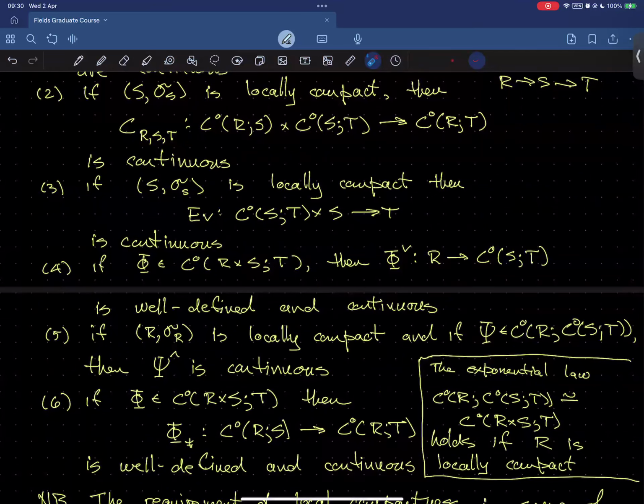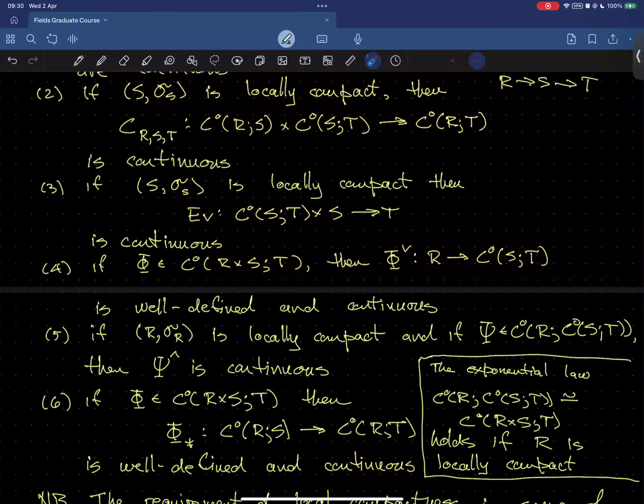Now the evaluation mapping. I have a space of continuous mappings from, say, S to T, and I want to evaluate a continuous mapping at a point of S to get a value in T. This one is continuous, but again, it requires local compactness. The domain space of the continuous mappings has to be locally compact. Then that one is continuous.